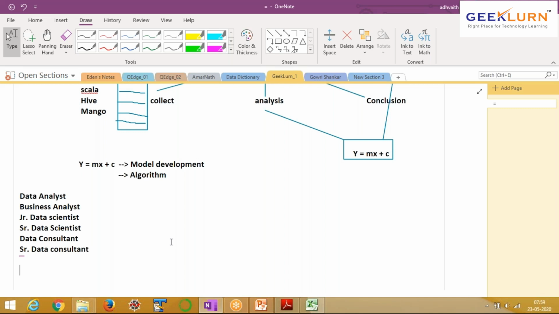So that means what you need to do, what you need to concentrate on. I think you are Vikas, right? The question is from Vikas, right?